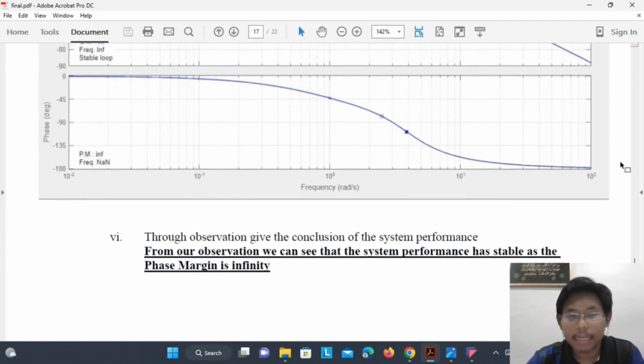And lastly, from our observation, we can see that our system performance has stabilized as the phase margin is infinity.